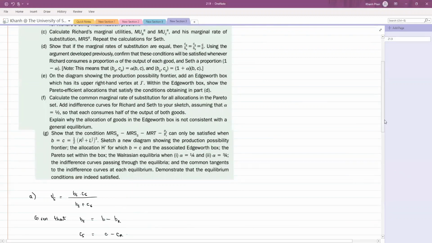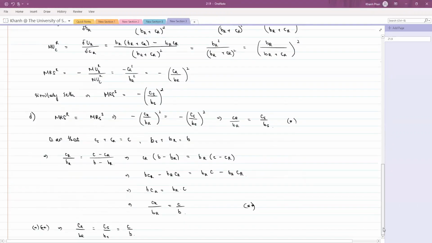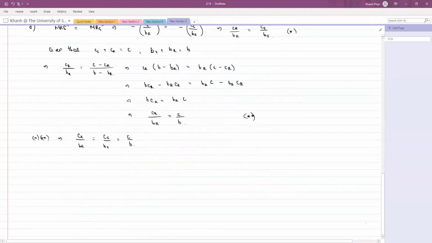Remember, bear in mind that whenever the marginal rates of substitution for two consumers are equal to each other, the two indifference curves are tangent to each other, and that is the condition for the Pareto optimal allocation, because the tangency point is the Pareto optimal allocation. So I would say this is the Pareto optimal allocation condition, because this condition is where the marginal rates of substitution are equal to each other.